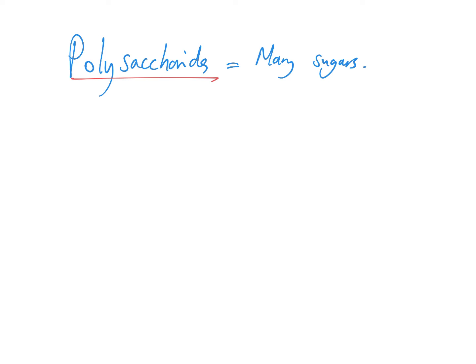So the first we're going to do is the polymer of alpha glucose. Right, this can get fiddly.